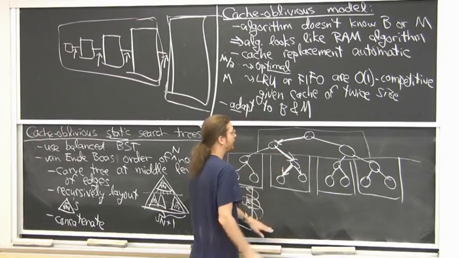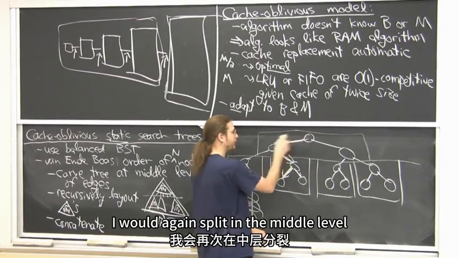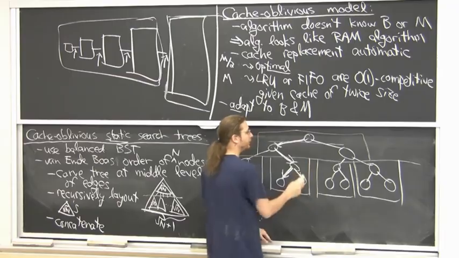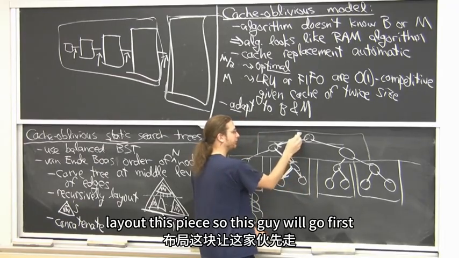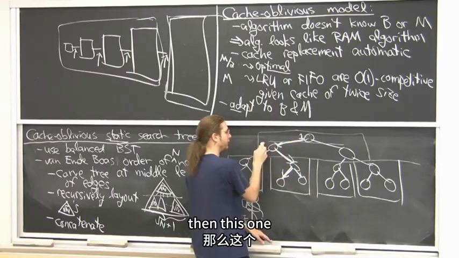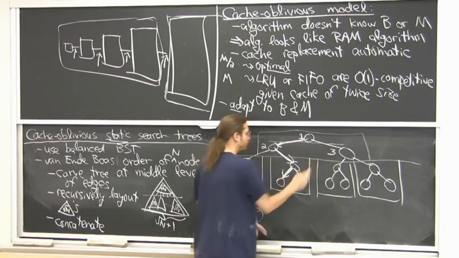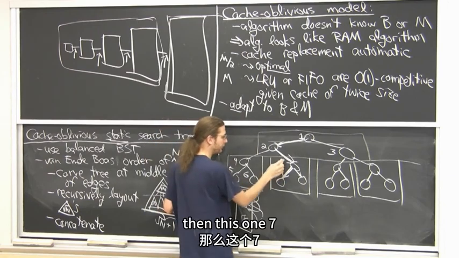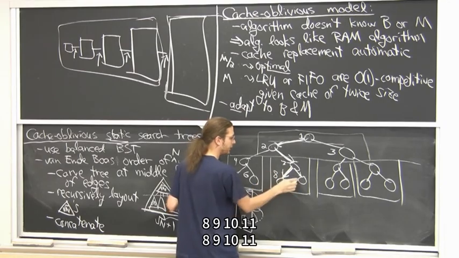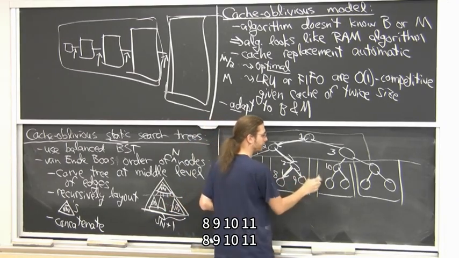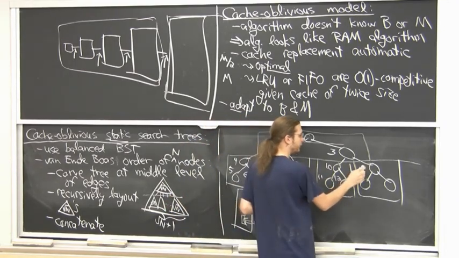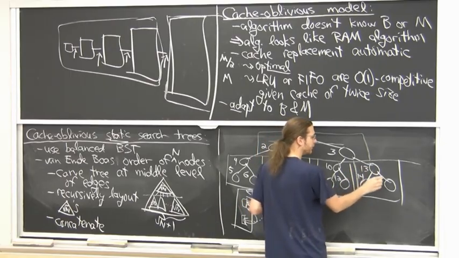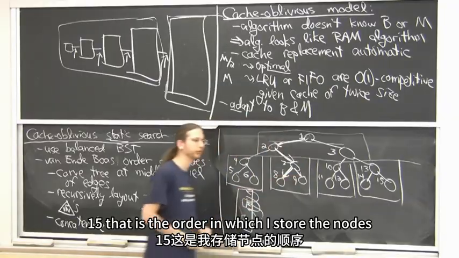So up here, to lay this out, I would again split in the middle level, and lay out this piece. So this guy will go first, then this one, then this one. Now I'll go over and recursively do this. So it's 4, 5, 6. Then this one, 7, 8, 9, 10, 11, 12, 13, 14, 15. That is the order in which I store the nodes.